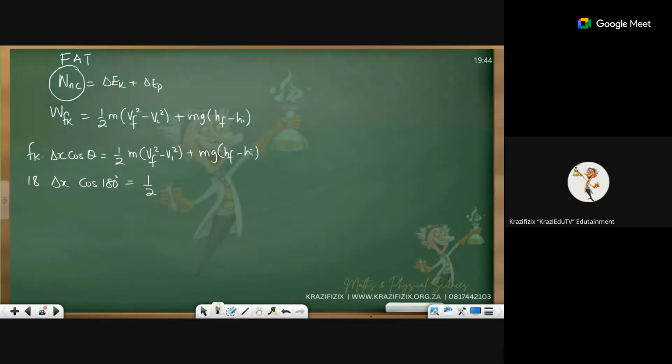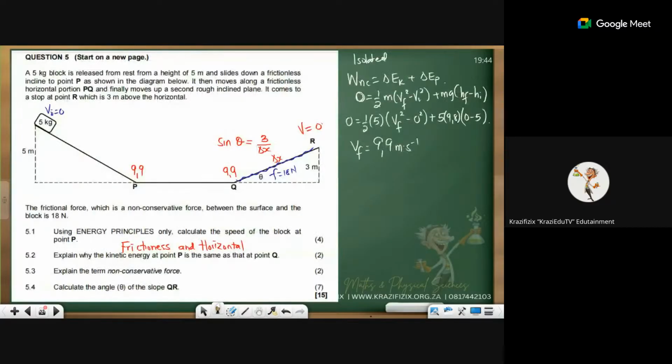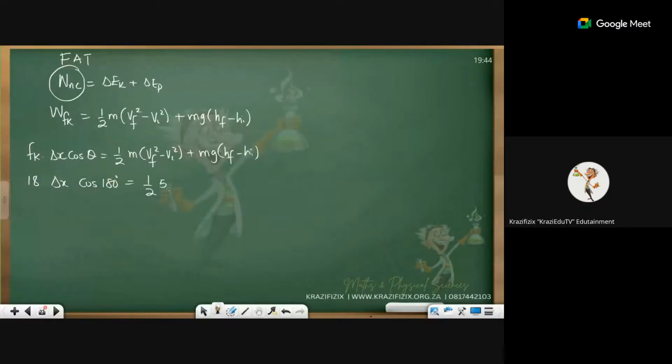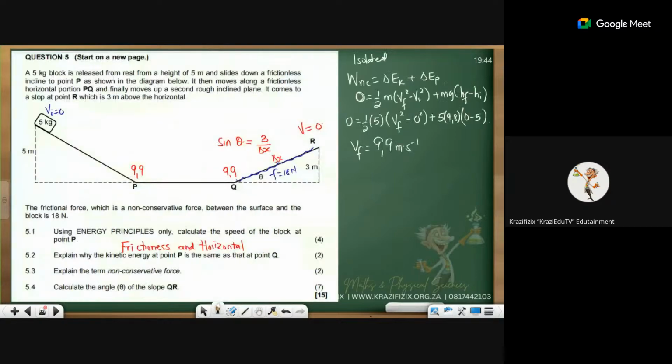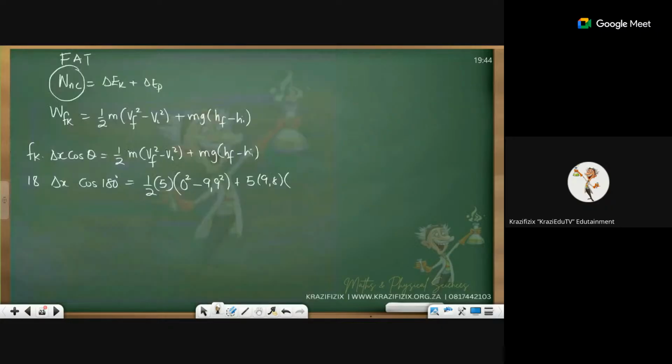Yes. What is the mass? 5. What's the final velocity? 0. We got 9.9 there. Plus 5 times 9.8. Now, what is the final height? It gets to the top at R. 3 minus 0. Guys, I'm sure you can get delta x from here, right? Then I'll go back to sine theta equals 3 over delta x. And with that, guys, you do that tomorrow.